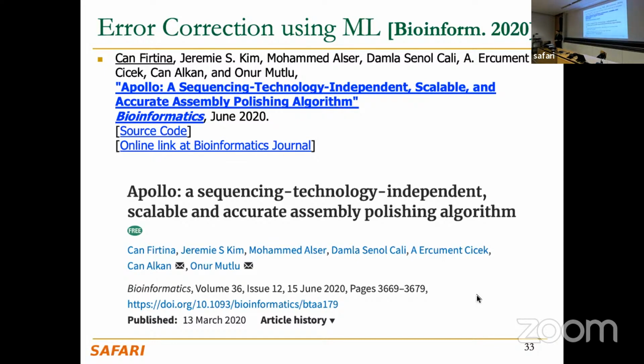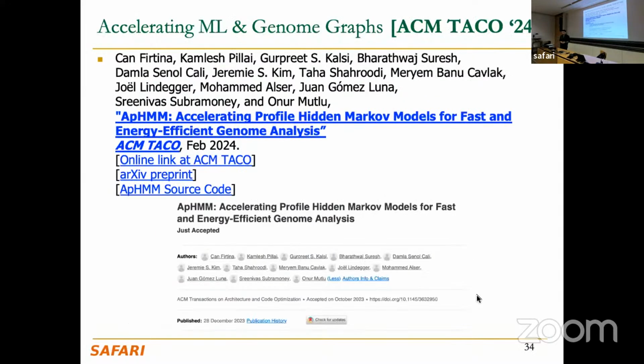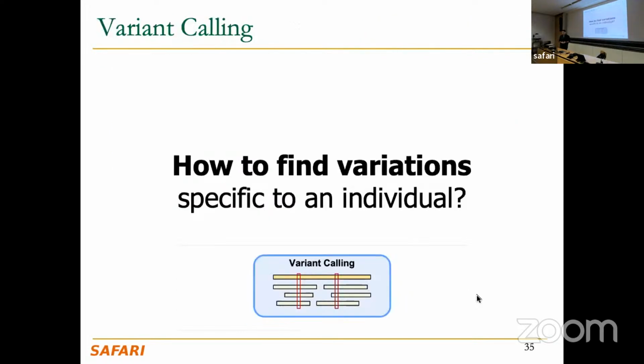Eventually, the assembly that you construct can be erroneous. And if you want to correct the errors in it, you need to use additional tools. Here we describe an ML-based approach to correct errors that you may have in an assembly. We also describe how you can accelerate the ML approach to correct errors in the assemblies and also to do more things.